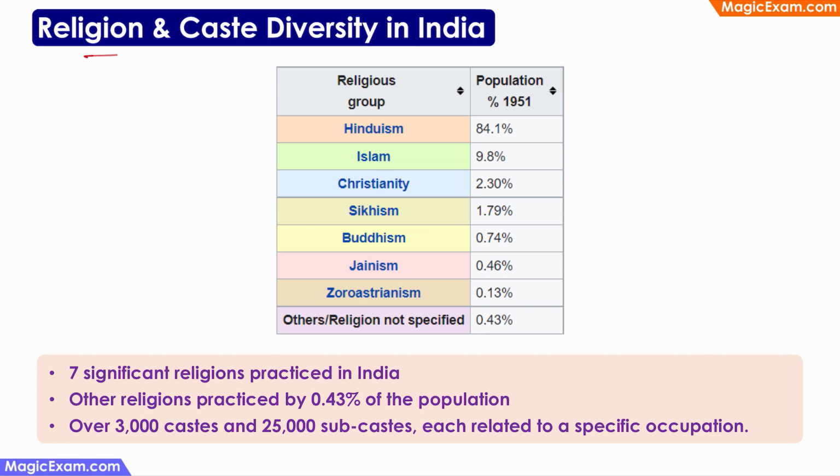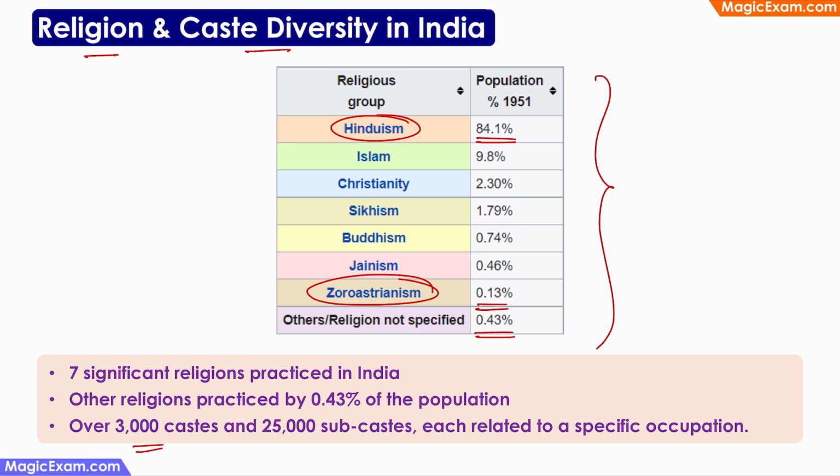Next, let us look at the religion and caste diversity in India. In India, there are 7 significant religions that are actively practiced. Hinduism accounts for almost 84% of the population, and Zoroastrianism happens to account for a little over 0.13% of the population. In addition, almost 0.43% practice other religions or other belief systems. For example, there might be different tribes who have their own beliefs, customs and traditions which can be considered to be religions by themselves. Right? And when we look at castes, there are over 3,000 castes and over 25,000 subcastes in India. And these are typically related to different types of occupation like lohar or kumhar.